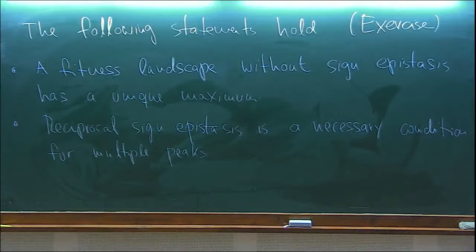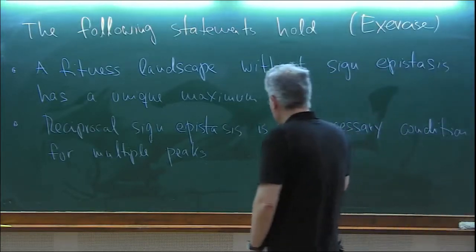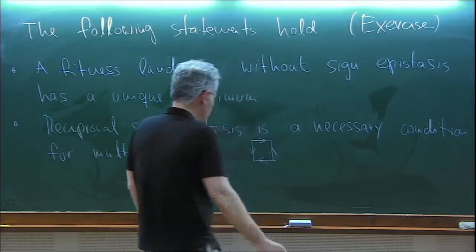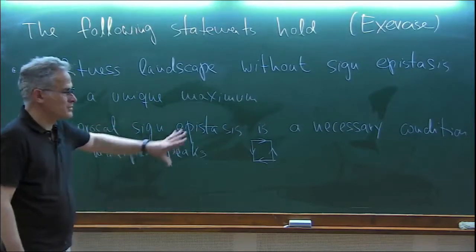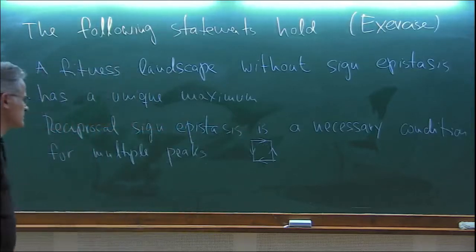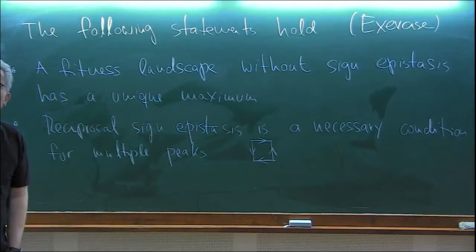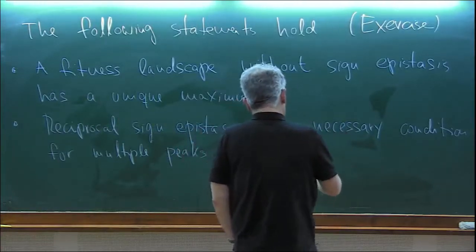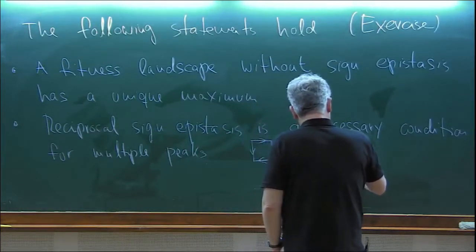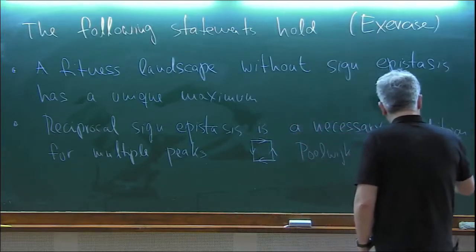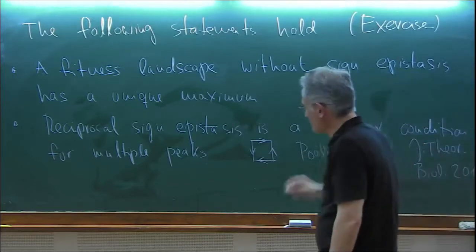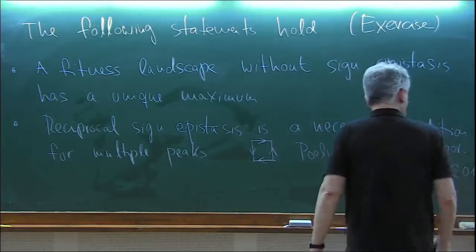So I can put the picture over here. Reciprocal sign epistasis means that locally, somewhere in the landscape, there is a square which looks like this. Right? So this is reciprocal sign epistasis. So one of the faces of your hypercube has to have this structure. Once you have the idea, it's not difficult to prove, but the idea is rather subtle. You could also look at the paper. This was proved by Poelwijk and collaborators in a paper in the Journal of Theoretical Biology in 2011. Now I'm again running out of space.